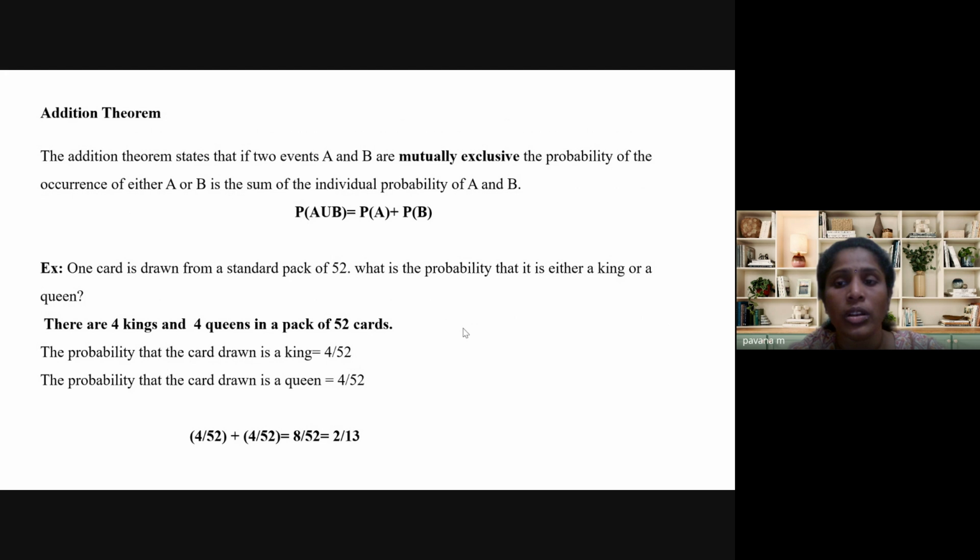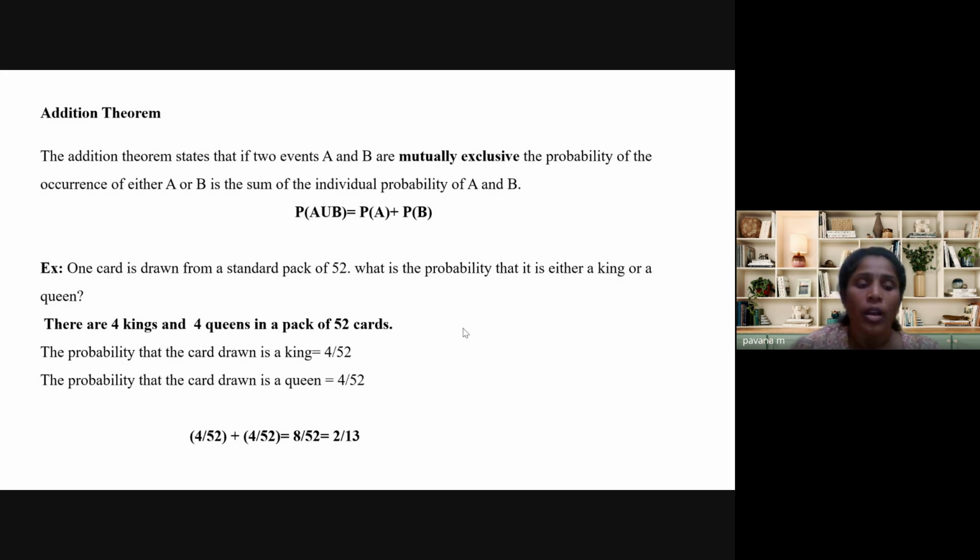If you want the probability of occurrence of A or B, then the addition of the individual probabilities of these two events is called the addition theorem. So P of A union B is equal to P of A plus P of B. Here P of A is the probability of occurrence of event A, and P of B is the probability of occurrence of event B. So it is the sum of the two individual probabilities for mutually exclusive events.